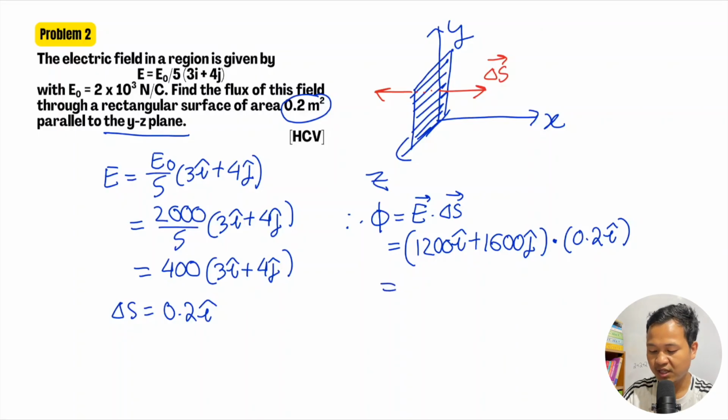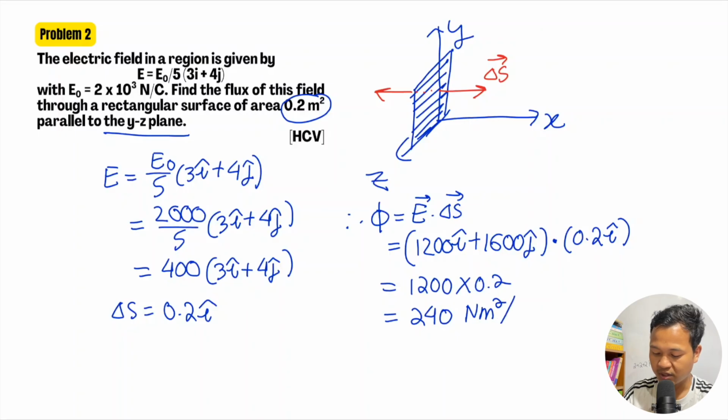If I multiply i and i, so I will have 1200 into 0.2 only. So you will have here 2 2 are 4, so 240 Newton meter square per coulomb. This is the electric flux, a simple dot product here.